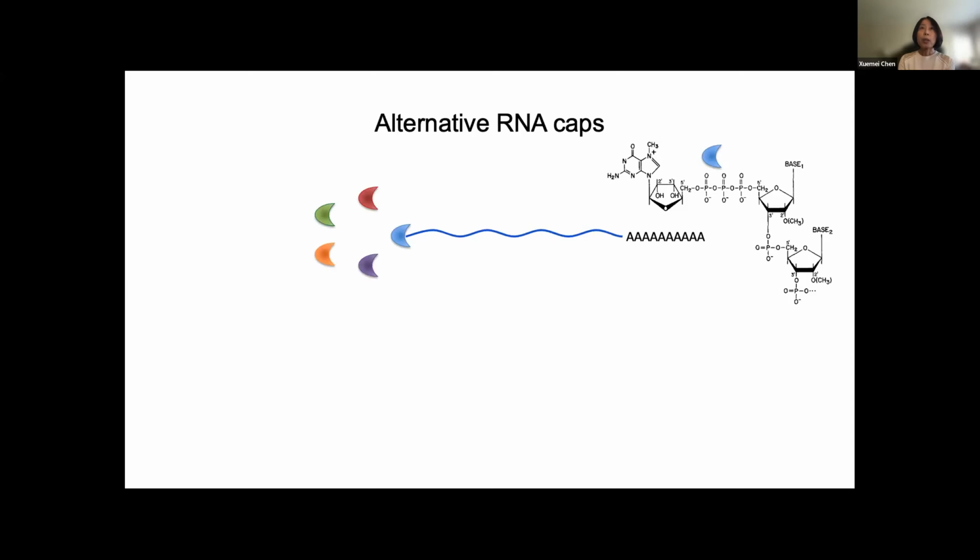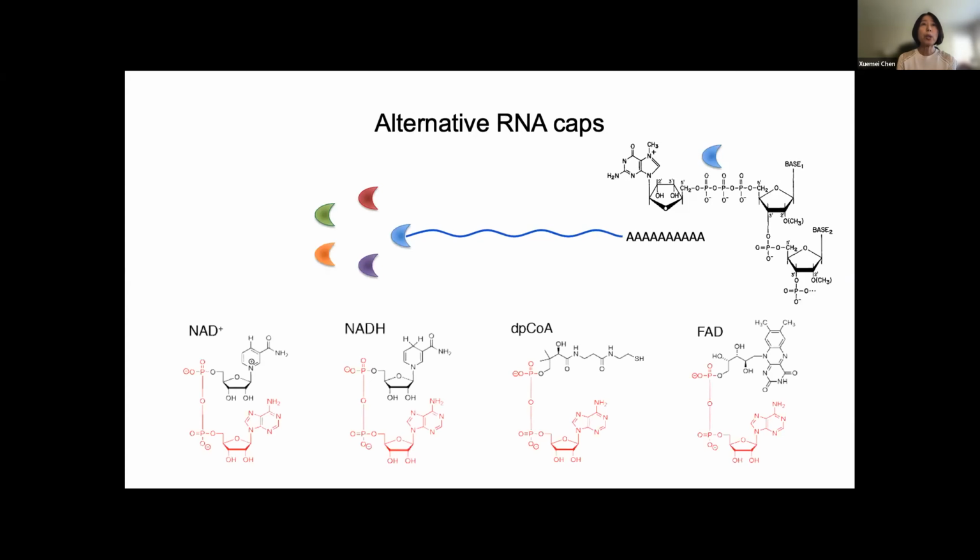So as I alluded to, in recent years, some non-canonical RNA caps have emerged, and these caps tend to be cellular metabolites such as NAD, NADH, DP-CoA, and FAD. So these metabolites are actually ATP analogs. And because they're ATP analogs, they can actually be used by RNA polymerase as the initiating nucleotide. So they can be deposited onto the RNA during transcription.